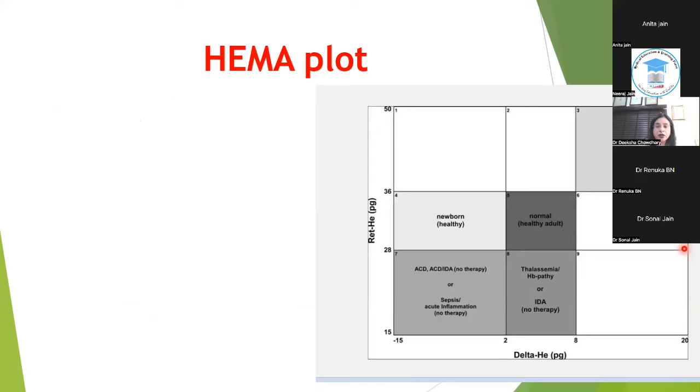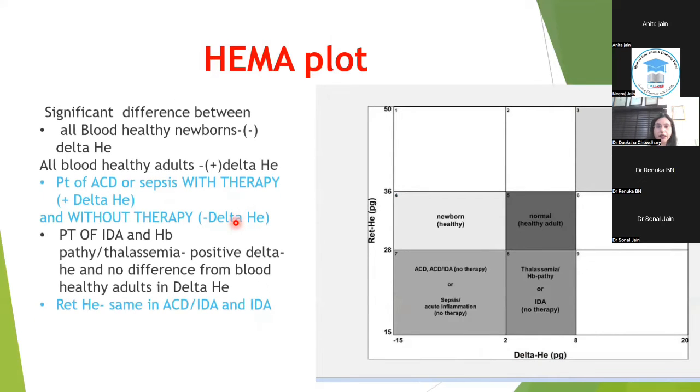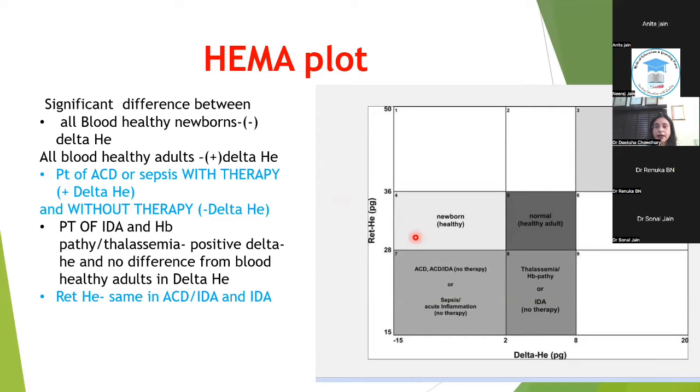Now, what is Hemaplot? As I said, it's plotted with delta HE on the x-axis and RET-HE on the y-axis. When this plot was made, it was seen that all the healthy newborns had negative delta HE, while all the healthy adults had positive delta HE. Besides this, it was seen that all the cases of anemia of chronic diseases without therapy had negative delta HE, while all the cases of iron deficiency anemia had positive delta HE, although the RET-HE in both cases was the same.